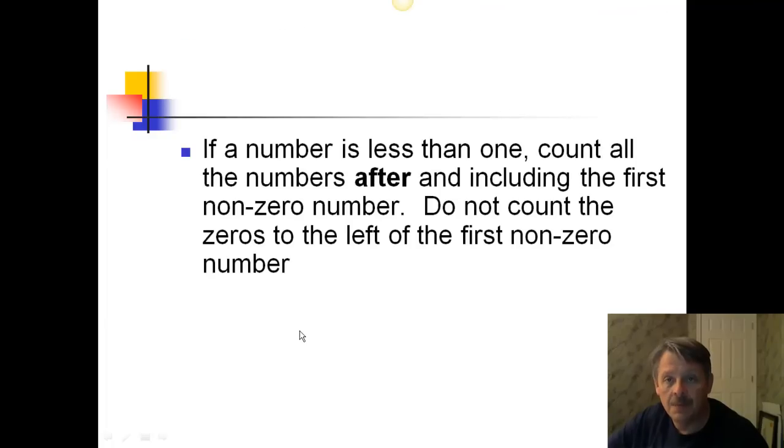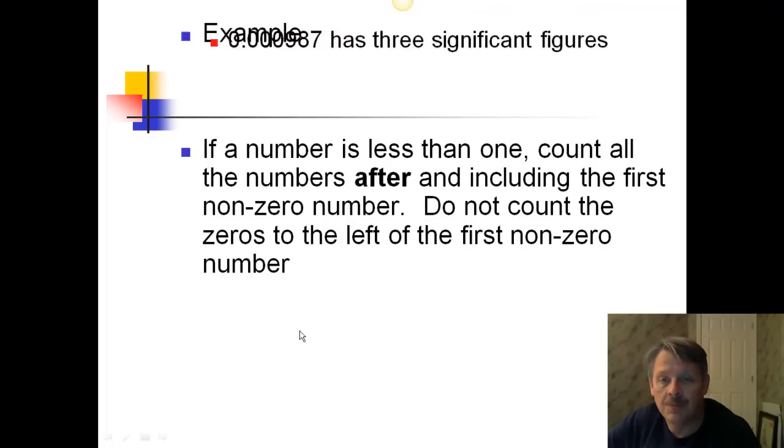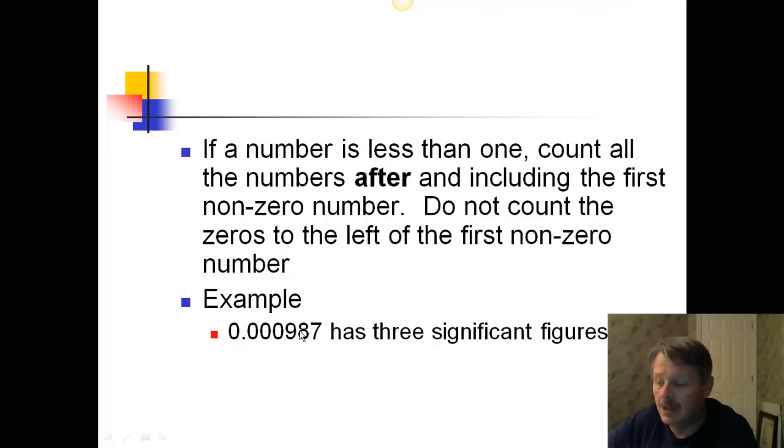All right. If a number is less than 1, you count all the numbers after and including the first non-zero number. You do not count zeros to the left. You never count zeros to the left. You count zeros to the right if there's a decimal point. All right, so let's look at this. Here we have the number 0.000987. The 3 digits to the front are not significant. Now, guys, they are important, but they're not significant. Significant digits are over here on the right, the 987. So you only count zeros after a non-zero number. You never count them before.